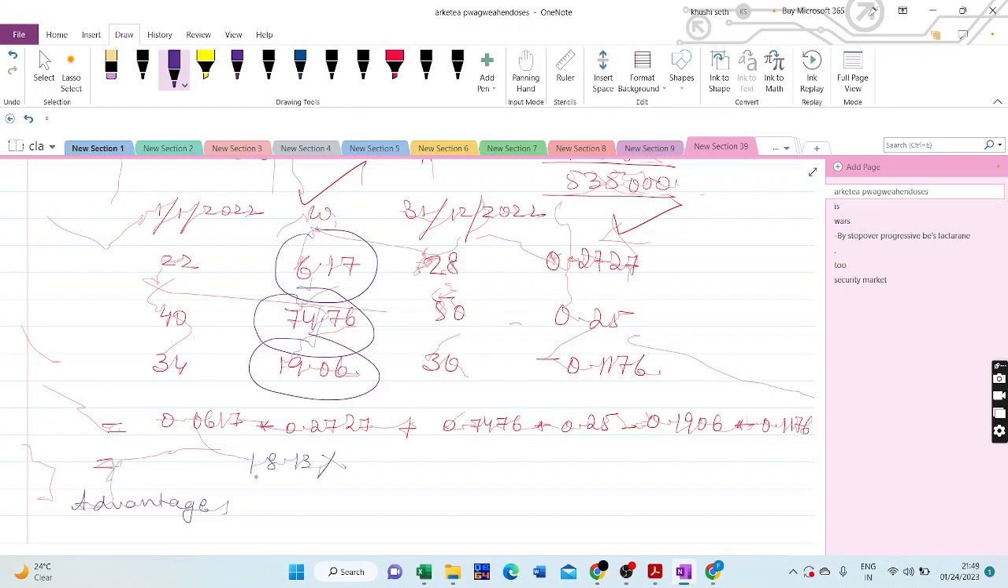Securities are neither underrepresented nor overrepresented. They are represented in proportion to their value in the market, right? So please note down, an advantage of a market cap weighted index is securities are neither underrepresented nor overrepresented. They are represented in proportion to their value in the market. So you can write securities are correctly represented. This is an advantage of the market cap weighted index.